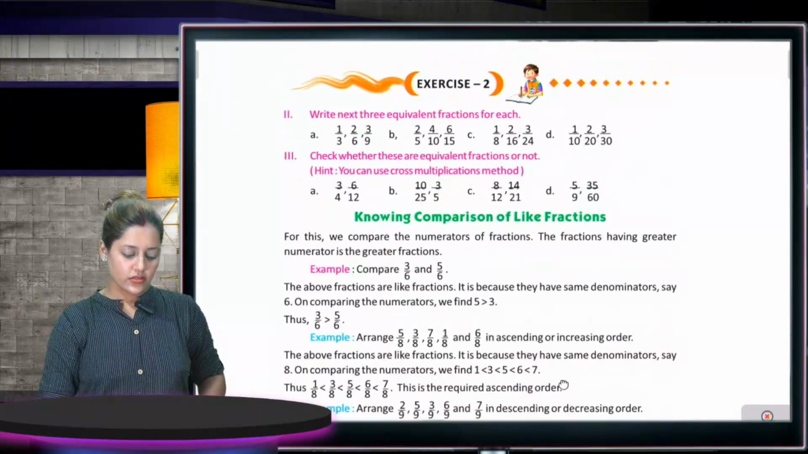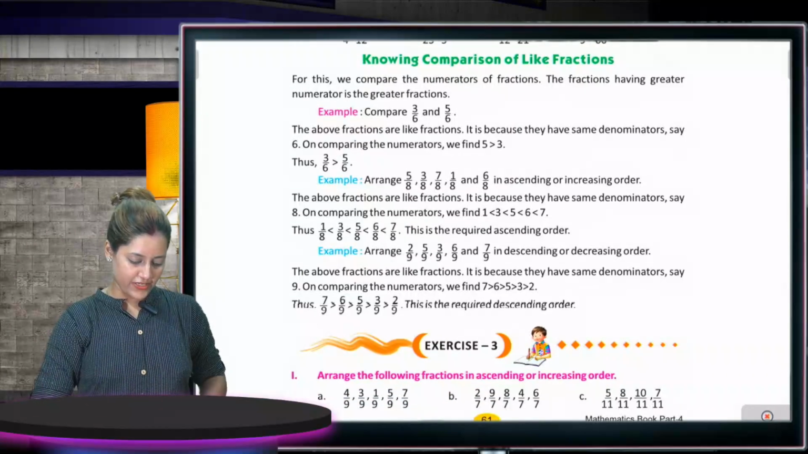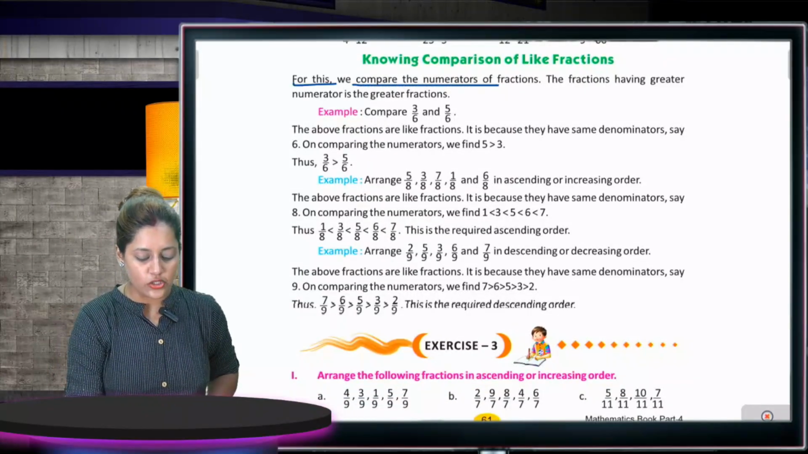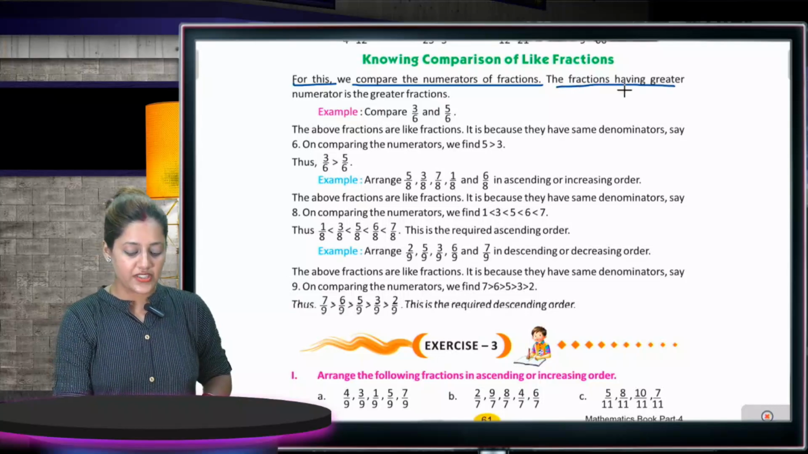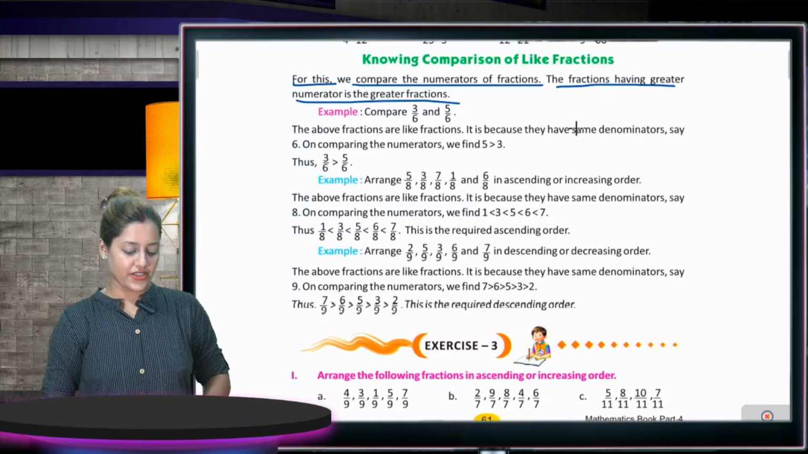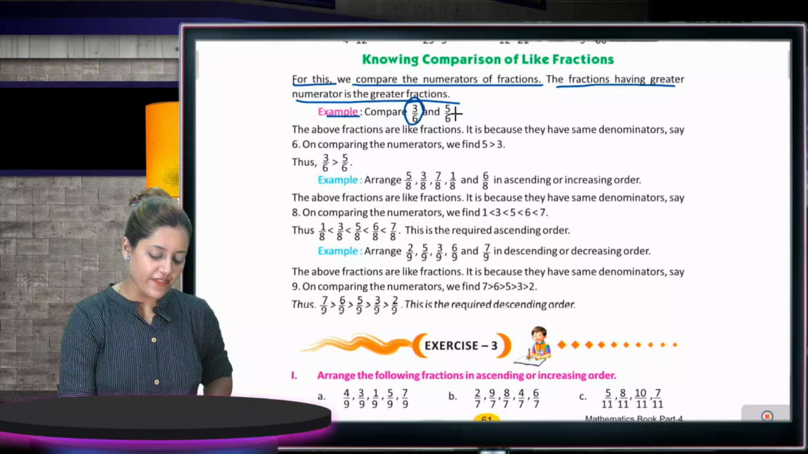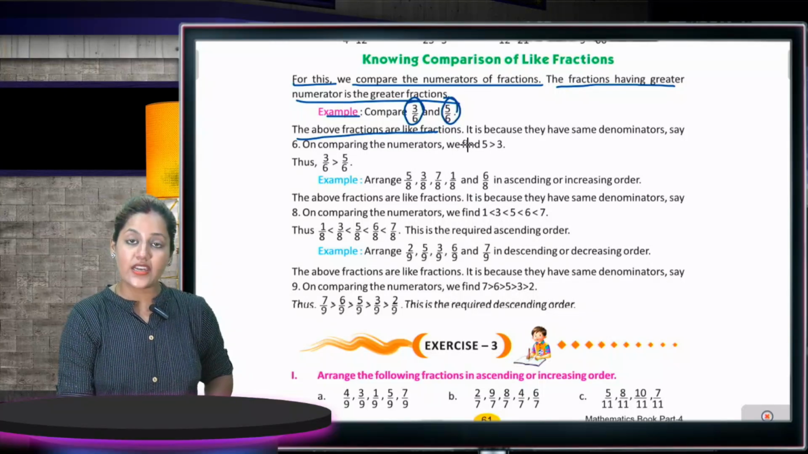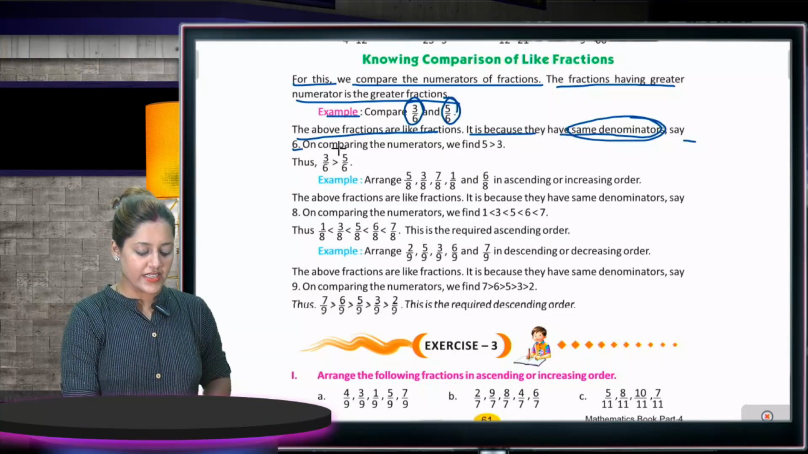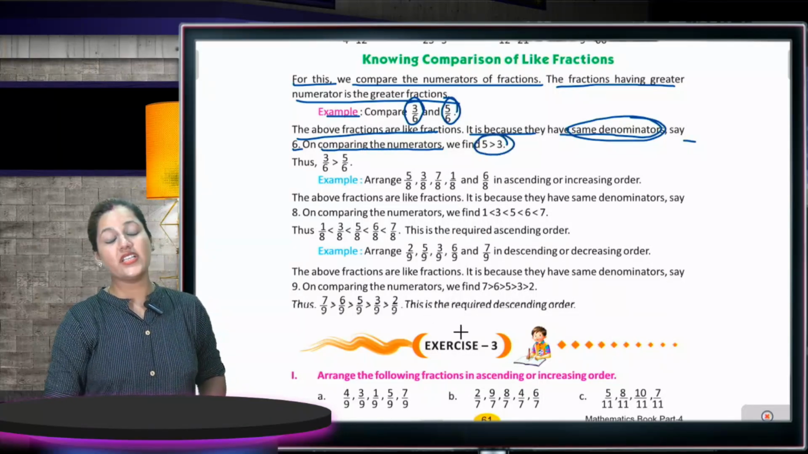Next is knowing comparison of like fractions. For this, we compare the numerators of the fractions. The fraction that has the greater numerator is the greater fraction. Example, 3 by 6 and 5 by 6. These are like fractions because they have the same denominator, 6. On comparing the numerators, 5 is greater than 3.